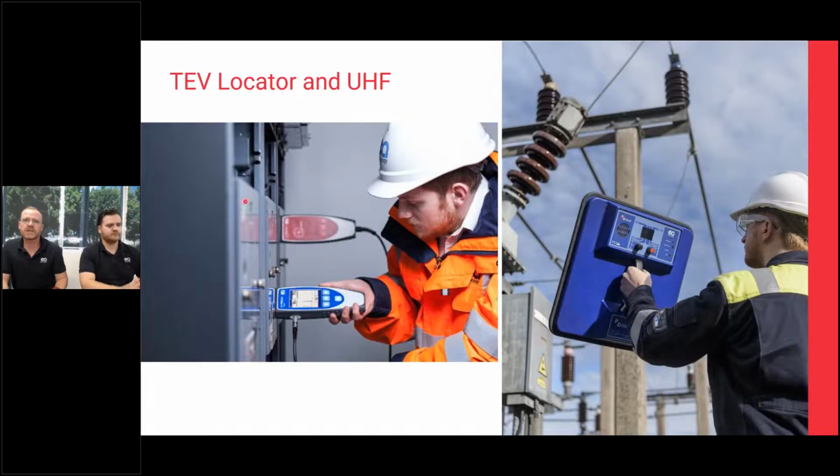Another instrument that we can use is called a TEV Locator, and that's this one here. What we do with this one is we plug this into this, and then we have two TEV sensors in our hands, and we can figure out what direction TEV signals are coming from. Okay, so they're all the things that we use to detect PD.